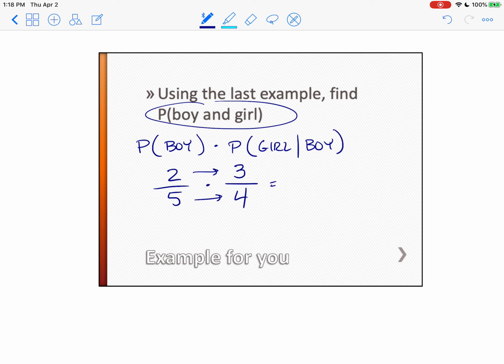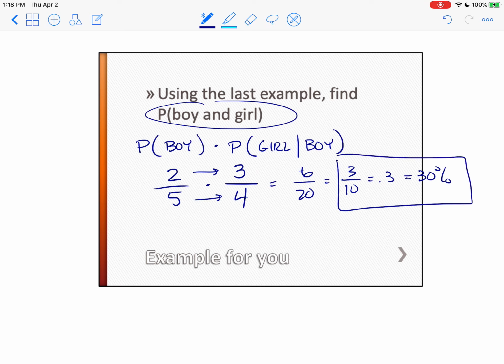So when I multiply these together, by multiplying across, I get 6/20, which again is 3/10, which is 0.3, which is 30%. So all of these are correct answers, and it turns out that it's the same probability of picking a boy and a girl as it is to pick 2 girls.